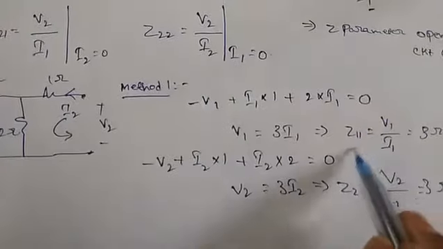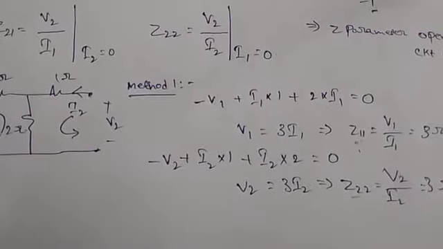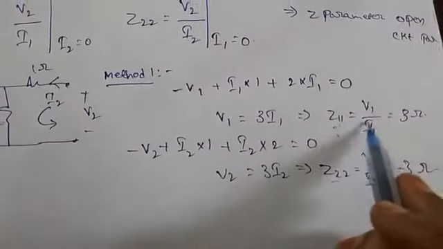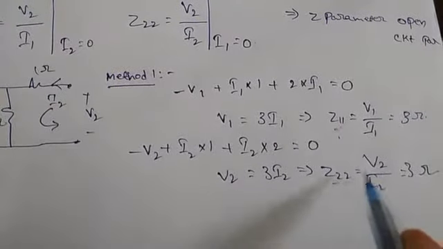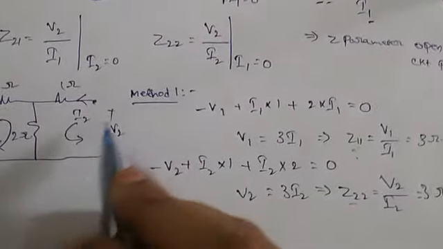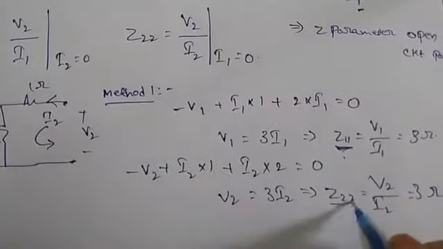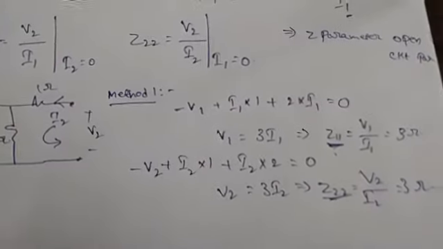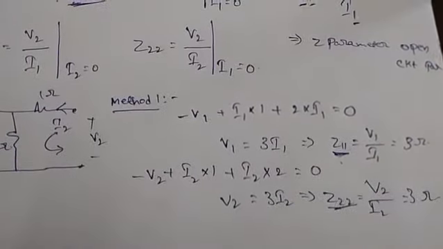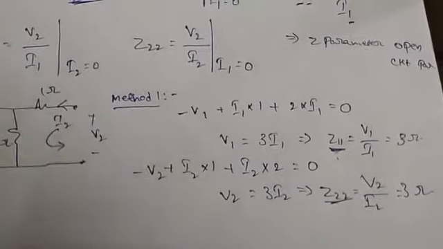So till now, whatever calculations I did were for the driving point impedances. That means both voltage and current belong to the same port. I'm looking for the voltage and current from the same port itself. That's why we call these two terms driving point impedances. From whichever port I'm seeing, from there itself I'm considering both the voltage and current.